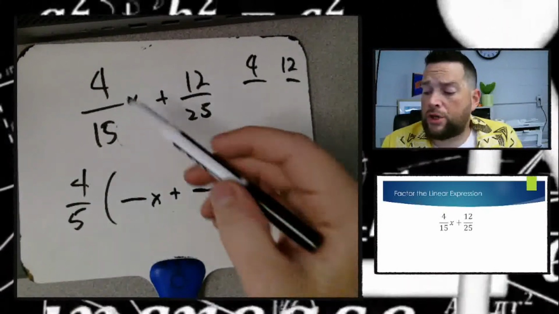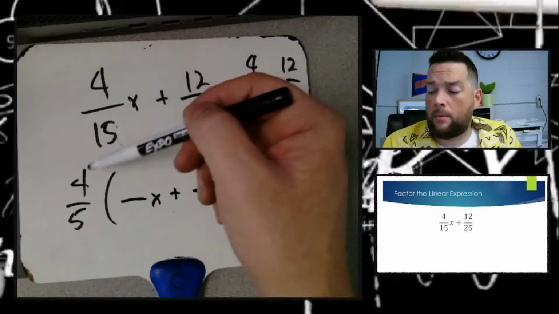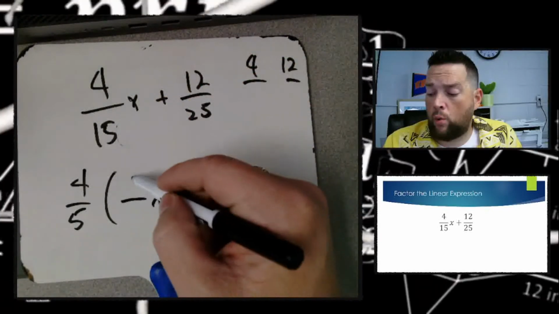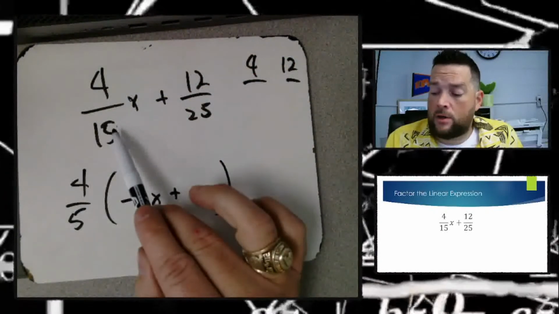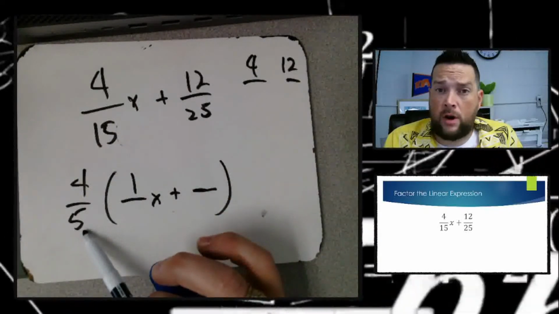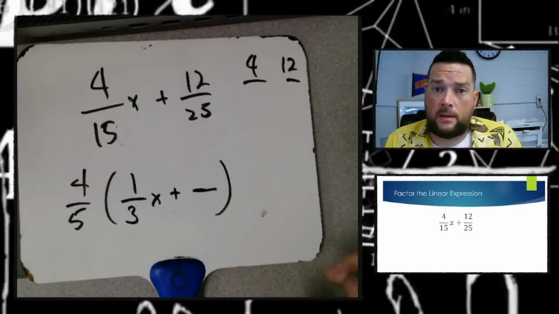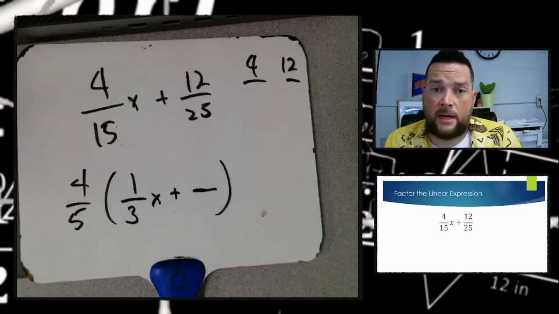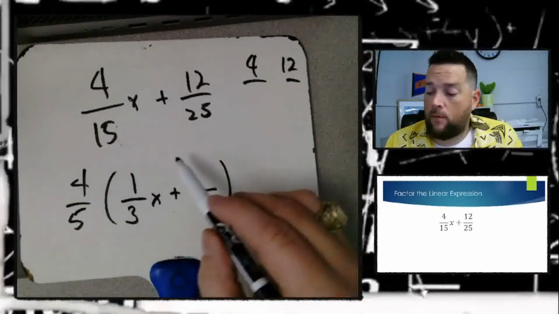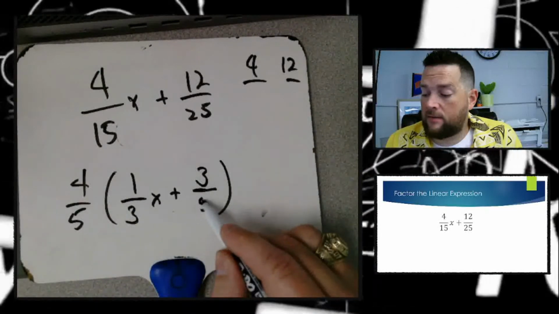All right? We're just going to take, in our add-ins, that fraction right there, divide the numerator by the numerator of your greatest common factor. So 4 divided by 4 is 1. And then divide your denominator from this add-in by the denominator of your greatest common factor, which is 15 divided by 5. That's 3. Just like that. It's going to include your x. And then we're going to do the same thing over here. 12 divided by 4 is 3. 25 divided by 5 is 5.